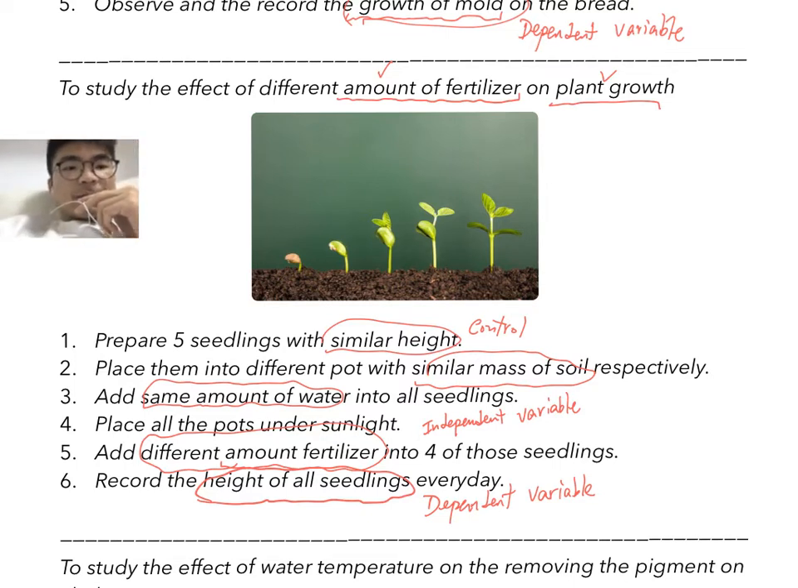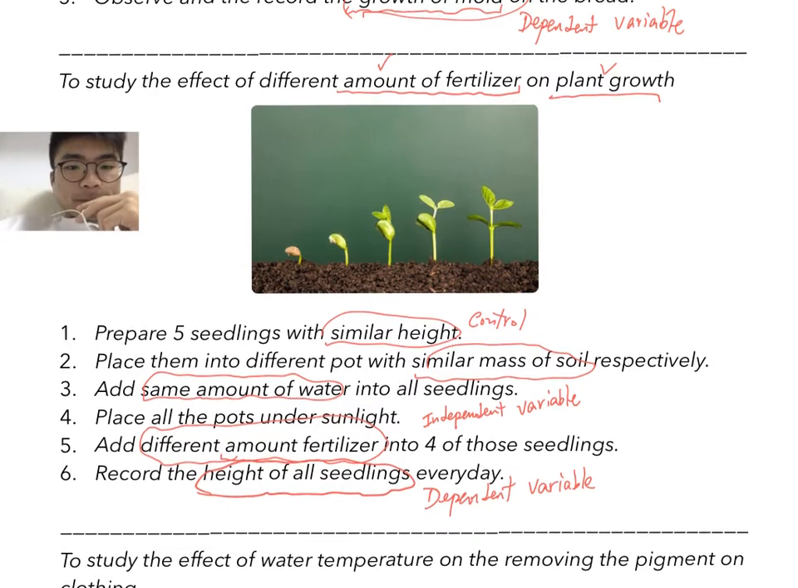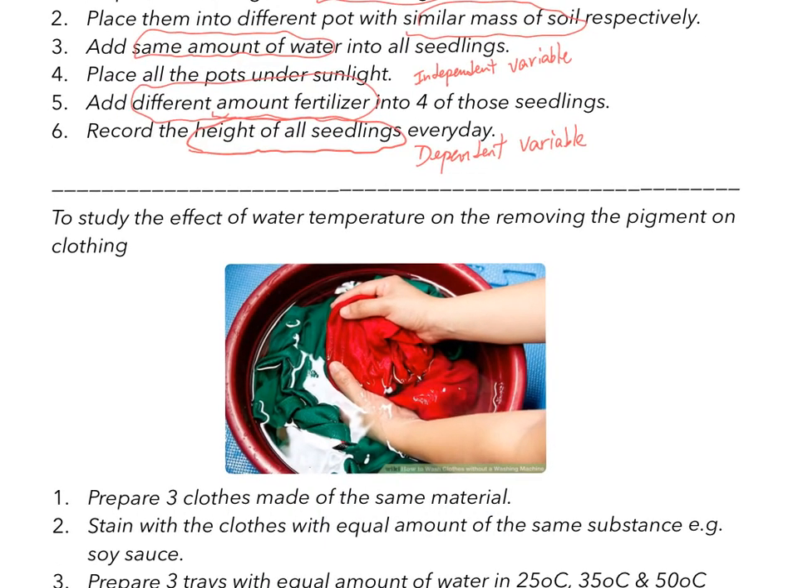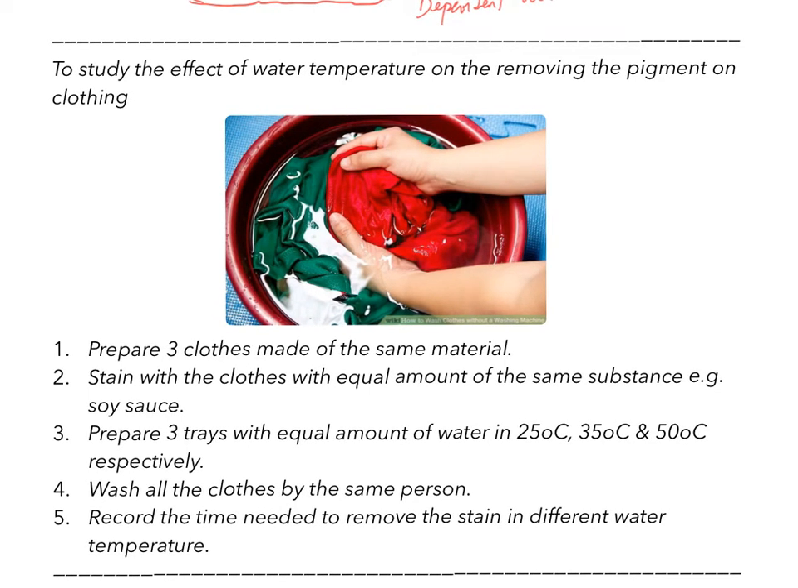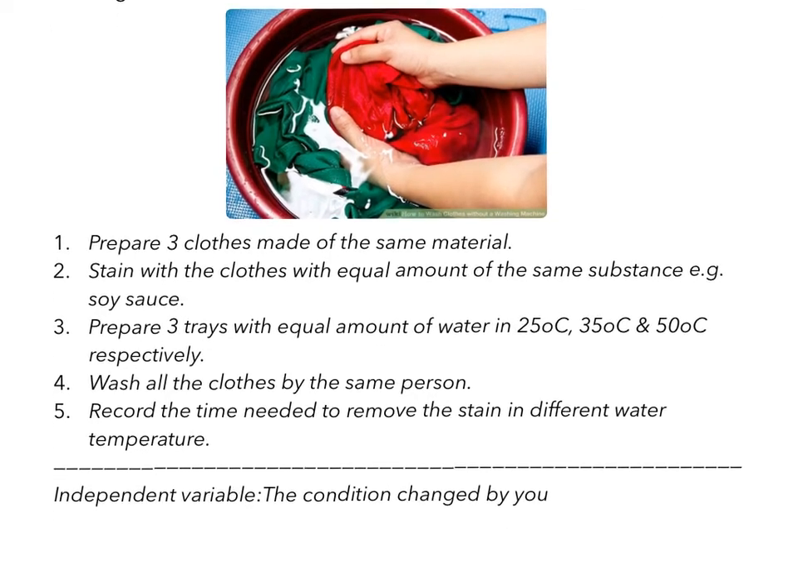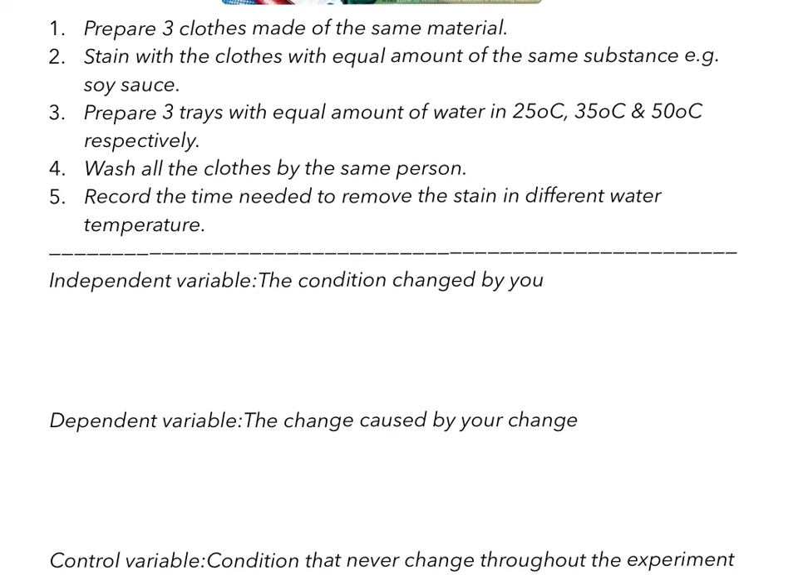Now let's have a very brief summary. I'm going to leave the final question for you as homework. This would be your assignment: to study the effect of water temperature on the removal of pigment from clothing. You have to identify which is the independent variable, dependent variable, and control variable. This is your assignment.